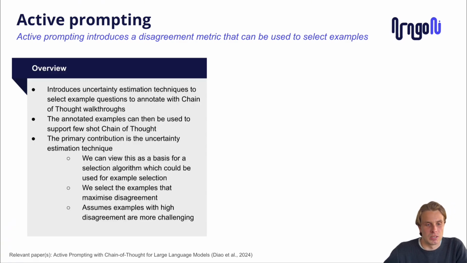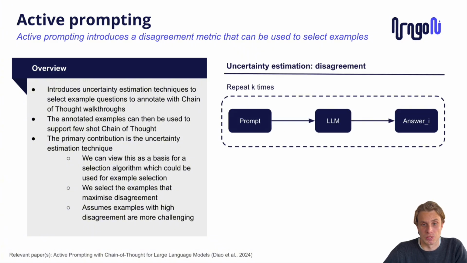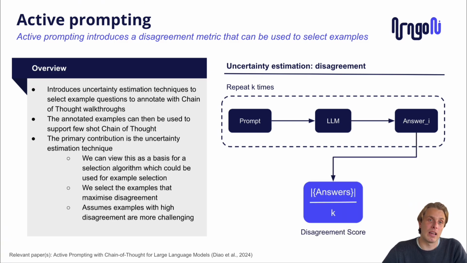Okay, so how this works effectively is we introduce this uncertainty estimation to select the example questions. So if we look at the diagram on the right, how we could get this disagreement, this uncertainty mechanism, is we can have a prompt, and then we pass that to the large language model, and then we get an answer from that. We can repeat this multiple times, in this sense k times, to get k different answers. We then calculate the disagreement score between these different answers by using the below metric.